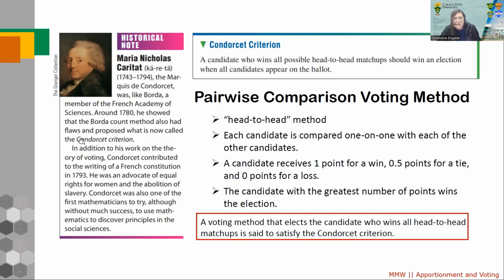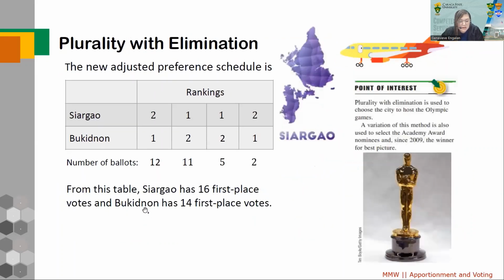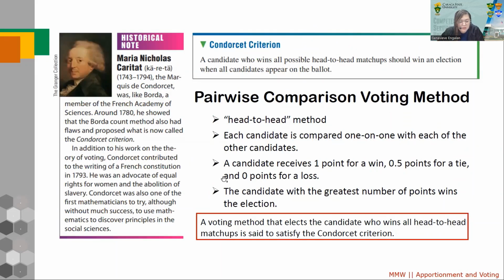Condorcet criterion. Yung one-on-one pag-compare. So in addition to his work on theory of voting, Condorcet contributed to the writing of a French Constitution in 1793. He was an advocate of equal rights for women and the abolition of slavery. Condorcet was also one of the first mathematicians to try, although without much success, to use mathematics to discover principles in social sciences.